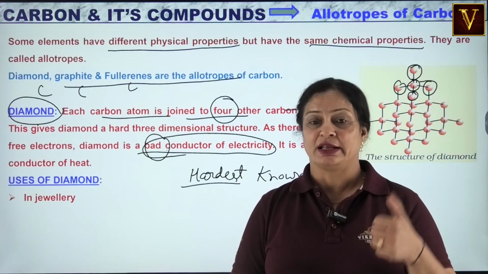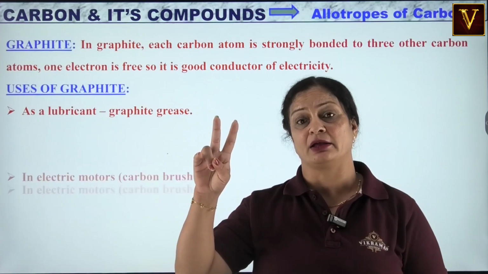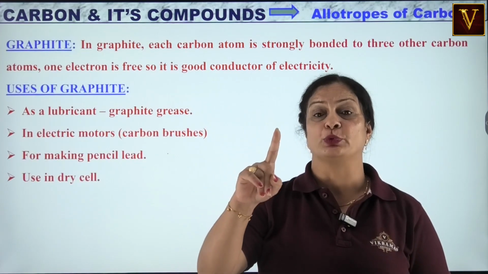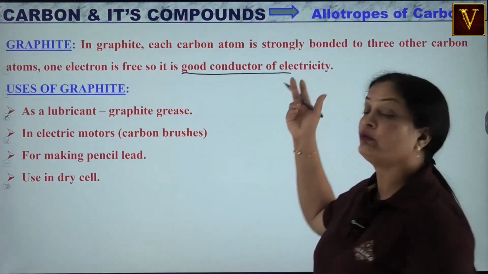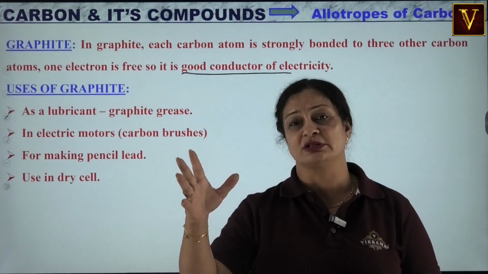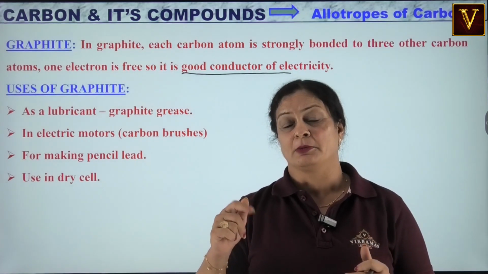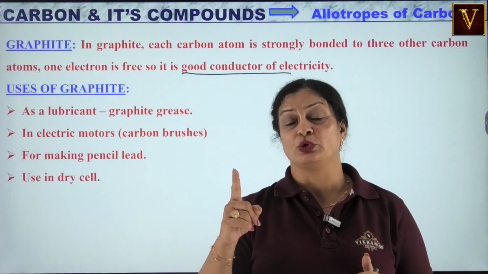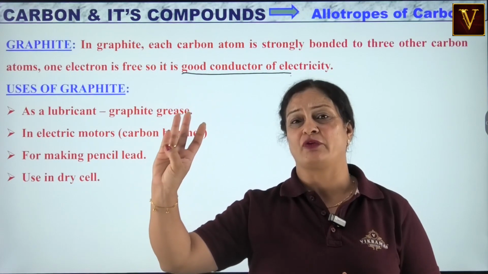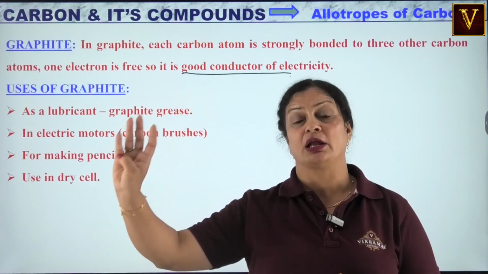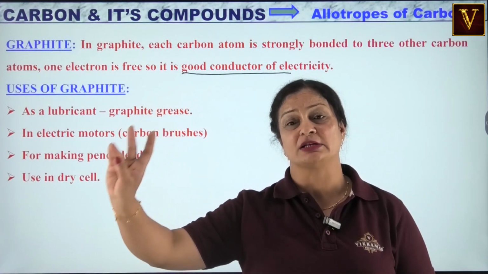Now we will discuss the next allotrope, graphite. Graphite and diamond both are made by carbon, but diamond is poor conductor of electricity, but graphite is good conductor of electricity. Why? Diamond is the hardest known substance. Graphite, आप सभी ने देखा है, the lead of the pencil is made by graphite, but graphite is soft. Graphite is used as a lubricant. Why is graphite soft? Why does graphite have low melting and boiling point? Why is graphite a good conductor of electricity? Why is graphite slippery? Why does graphite have hexagonal structure?